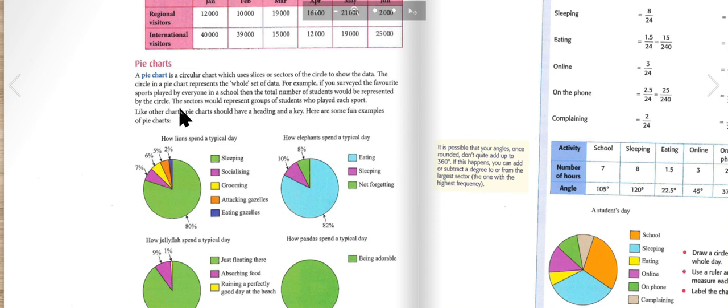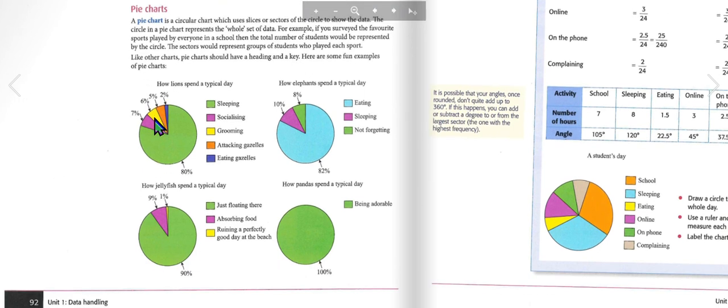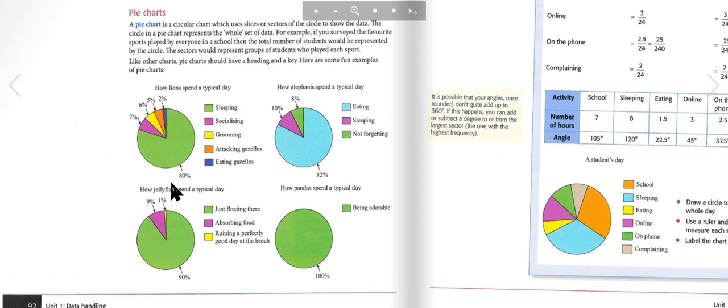Here are some fun examples of pie charts. How Hawaiians spend a typical day. So, as you can see, most of the day is just sleeping. Next is socializing, grooming, checking gazelles, and eating gazelles.